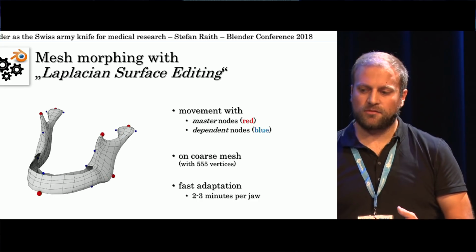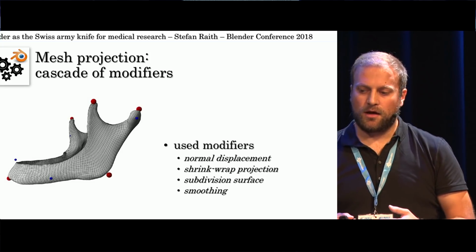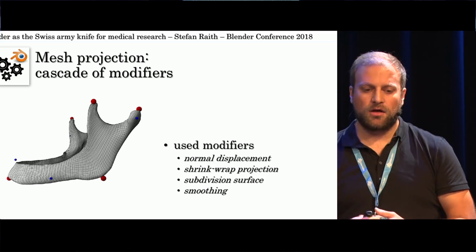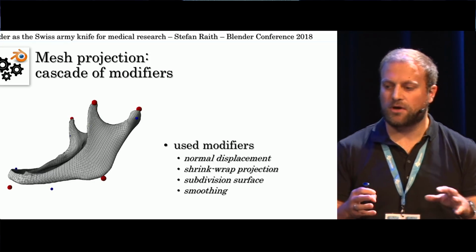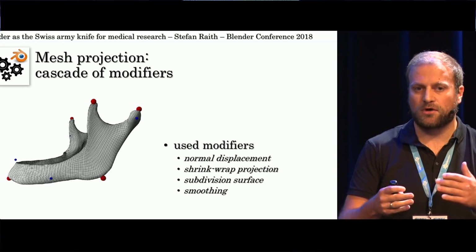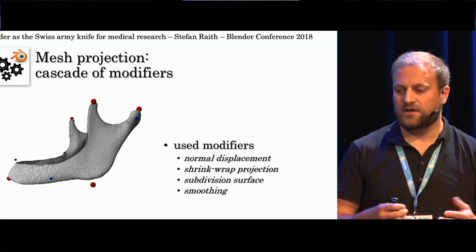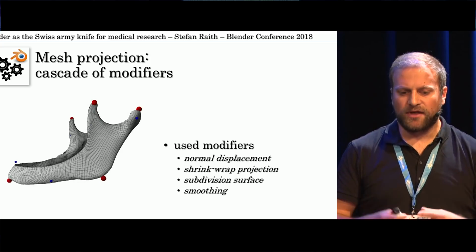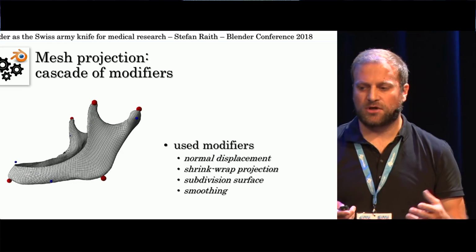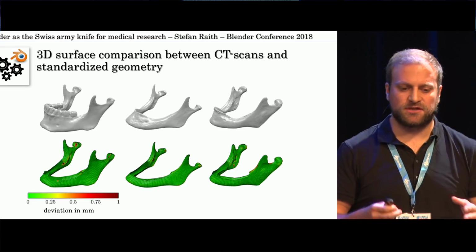And in the second procedure, we do basically a projection and a cascade of different modifiers, like a normal displacement, shrink wrap modifiers, subdivision surface to capture more and more fine detail, and then in the end a smoothing. And that allows us to capture with standardized meshes the individual geometry.